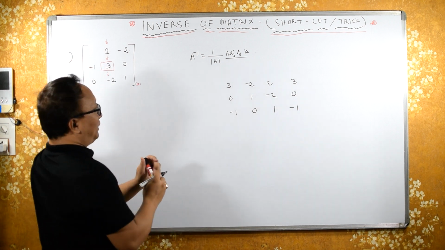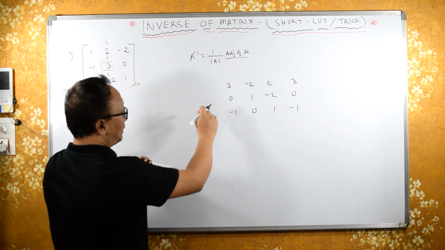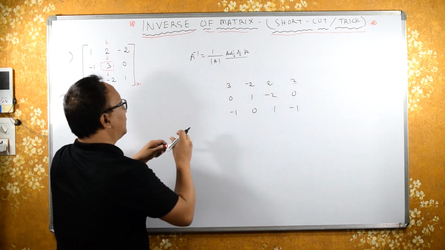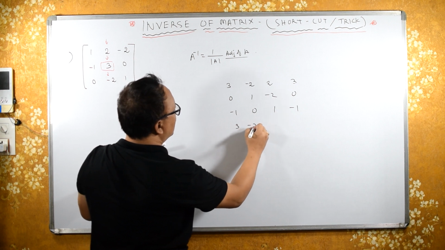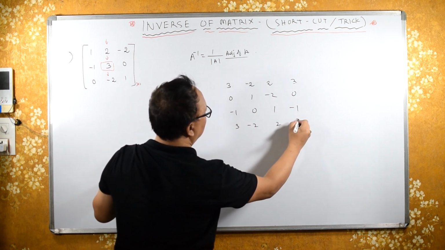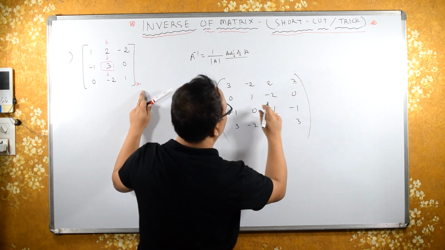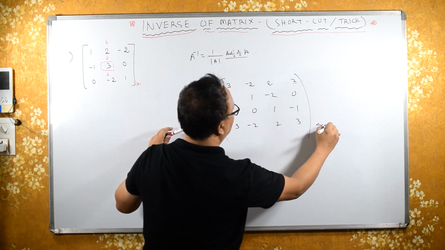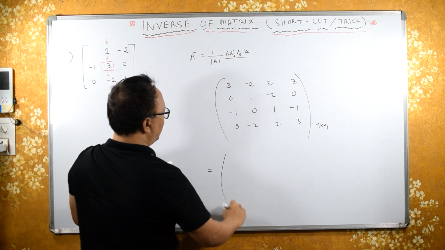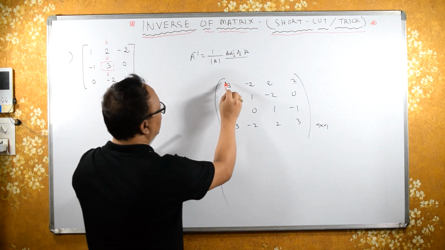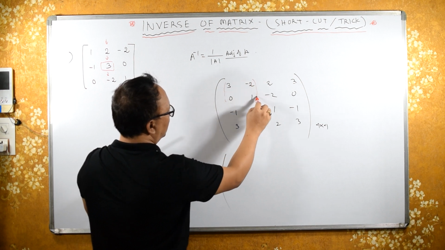And then repeat the same over here: 3, -2, 2, 3. Now it is of the form, this is 3 by 3, and now it is 4 by 4. Now let's consider this.